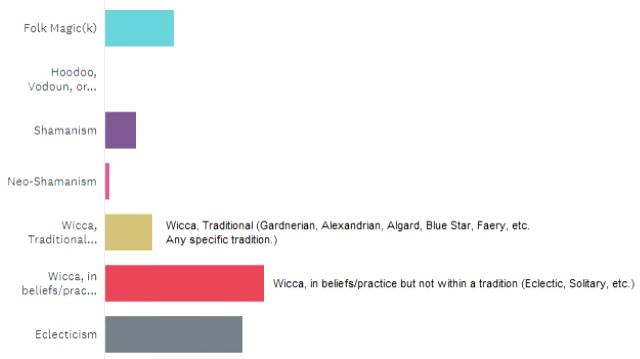Traditional Wicca, which I identified as Gardnerian, Alexandrian, Algard, Blue Star, Faery, etc. Any specific tradition of Wicca. And then the next one was Wicca in beliefs and practice, but not within a tradition, such as eclectic or solitary practice, outside of a tradition. So we've got a vast majority more people identifying with solitary or eclectic forms of Wicca than with traditional Wicca, but still about 10% of people who answered this survey who watch my channel identify with traditional Wicca in some form. And then eclecticism, almost 30% as well.